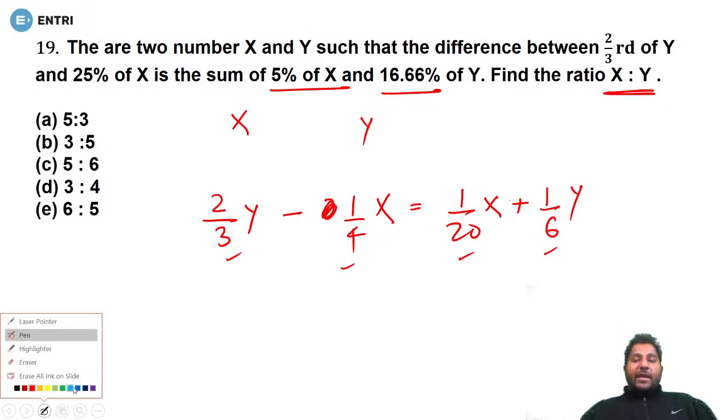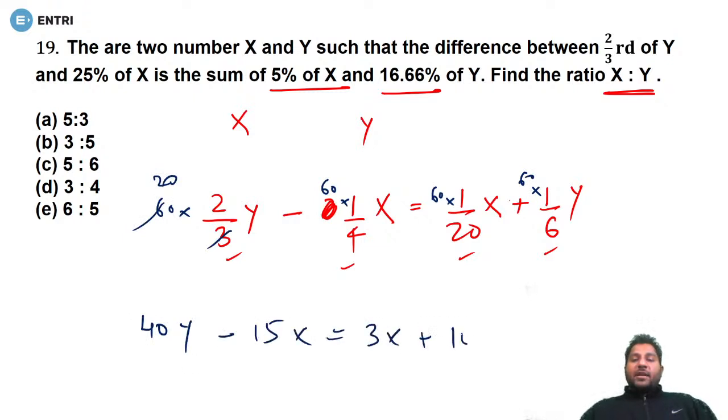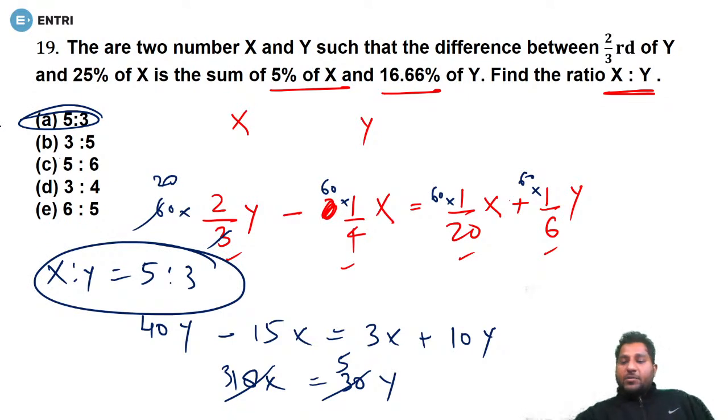So let's multiply everything by 60. Look at this. Here we will get 40y minus 15x equals 3x plus 10y. That means 18x equals 30y. So the ratio of x and y would be 5:3. It was a piece of cake question. Option A will be the correct one. Come on guys, now tell me, did you get the concept or not?